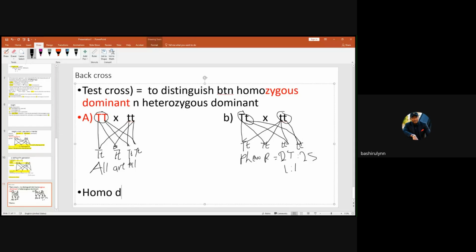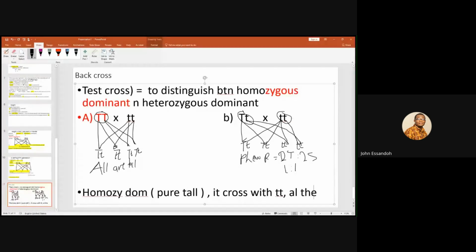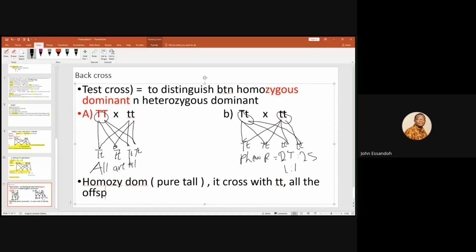Homozygous dominant, that is pure tall. When it crosses with homozygous short, all the offspring were tall.